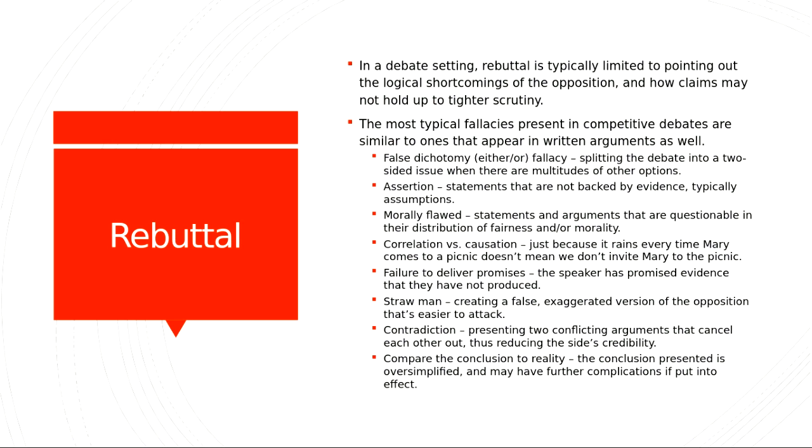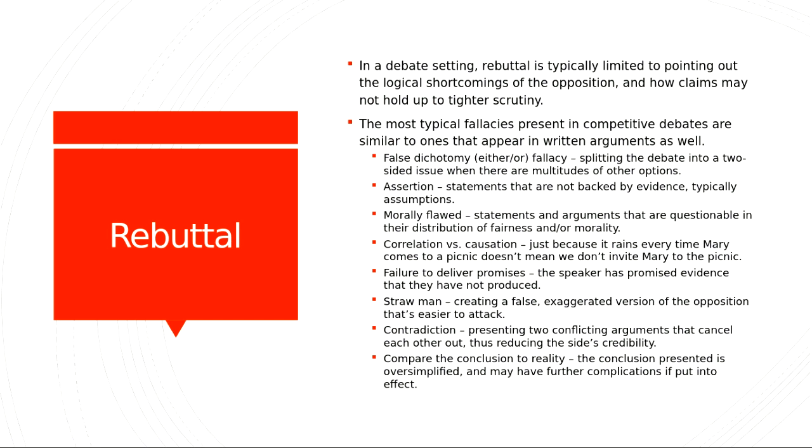This isn't by any means a comprehensive list here, but let's take a look at some of these fallacies, and these are things that you need to avoid. Okay, so one is the false dichotomy. This is the either-or fallacy. In this case, you're splitting the debate into a two-sided issue when there are multitudes of other options. While it's true that you've already been split into two sides at the start of the debate, this is more for wider picture issues where there may be more shades of gray.